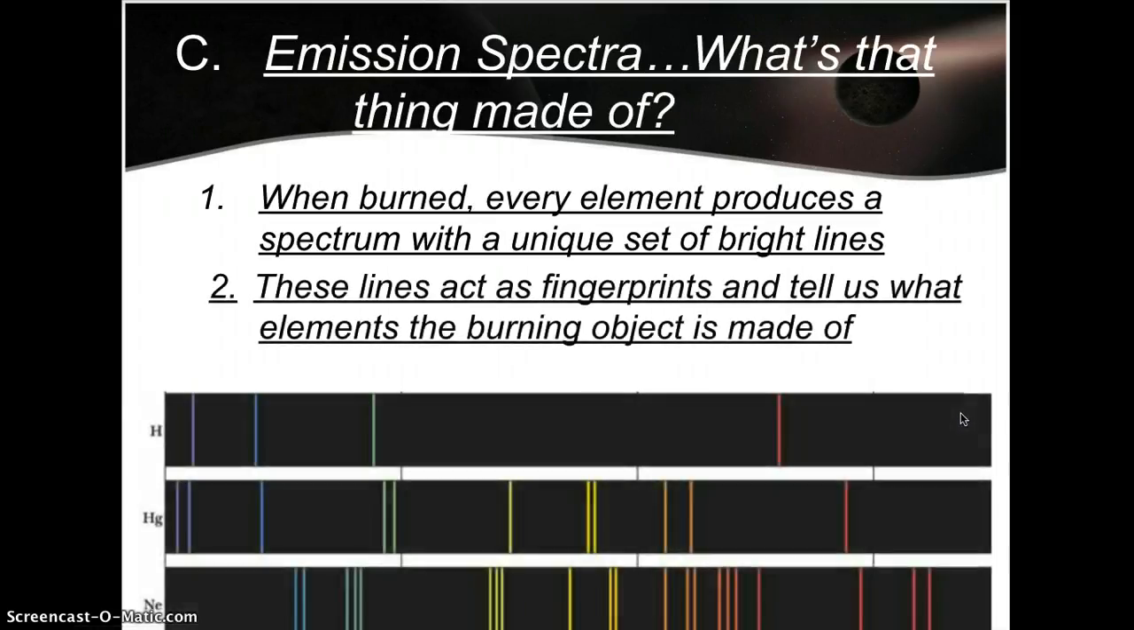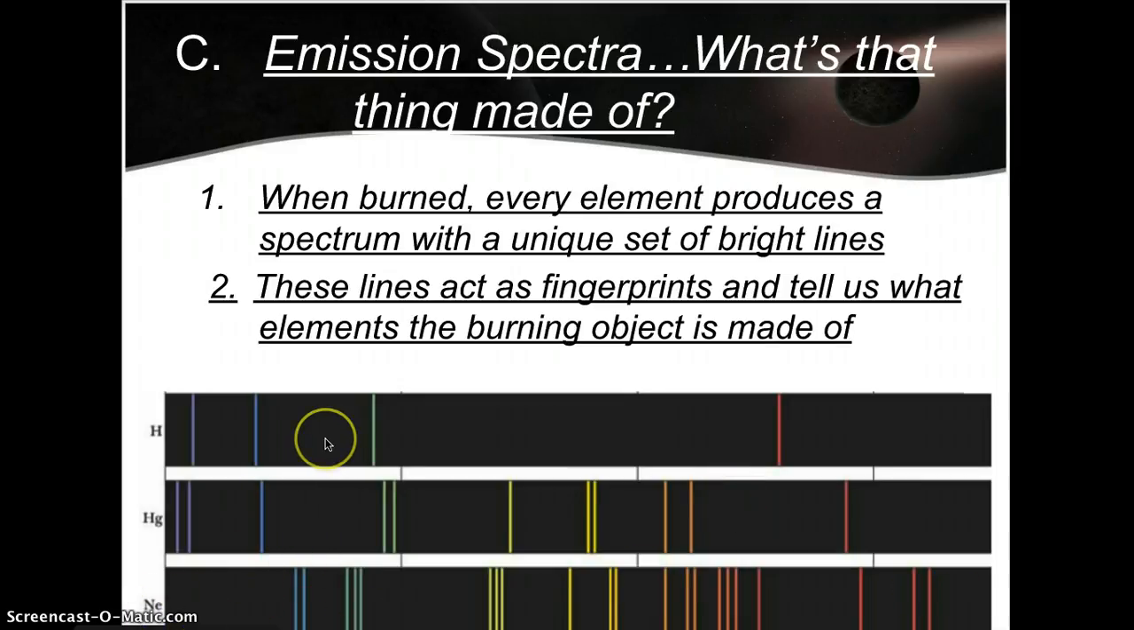So in emission spectra, we're going to talk about each one in a little bit more detail here. I'm going to go pretty fast through these, but if you need to pause and stop so that you have time to write down, please do that so that you get all the information down correctly. The emission spectrum is when burned, every element produces a spectrum with a unique set of bright lines. For instance, this one down here is hydrogen, and it produces these lines. This is mercury, that produces these lines. This is neon, which produces these lines.